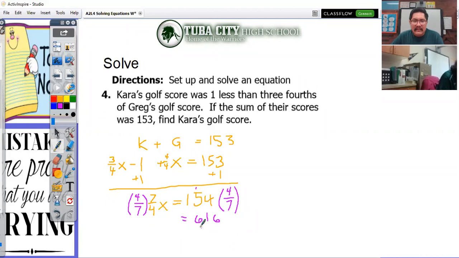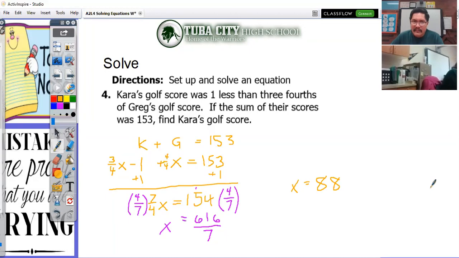Now, what happens to this side? Oh, we're still dividing it by 7. But focusing on this side here, why did we times it by the reciprocal? Well, 4 times 7 is 28. 7 times 4 is also 28, so I get 28 over 28. And 28 over 28 is just equal to 1, so that's x. Now I am going to divide 616 by 7, and I get 88. And we're done. Whew, that was easy.